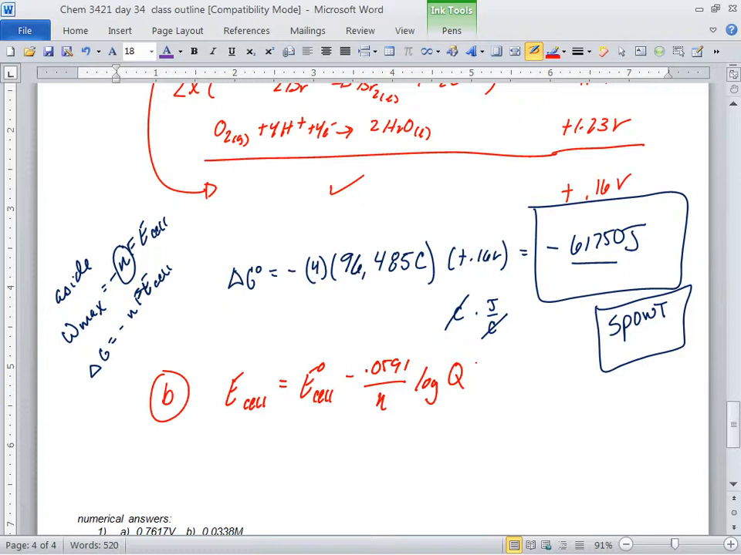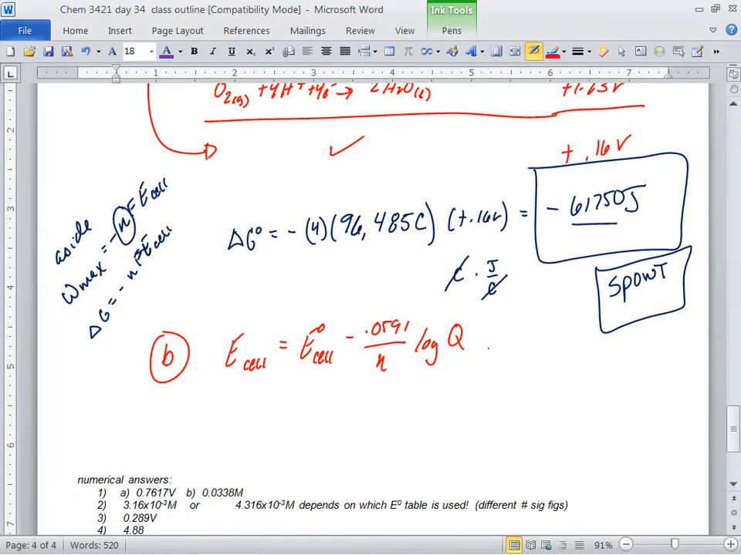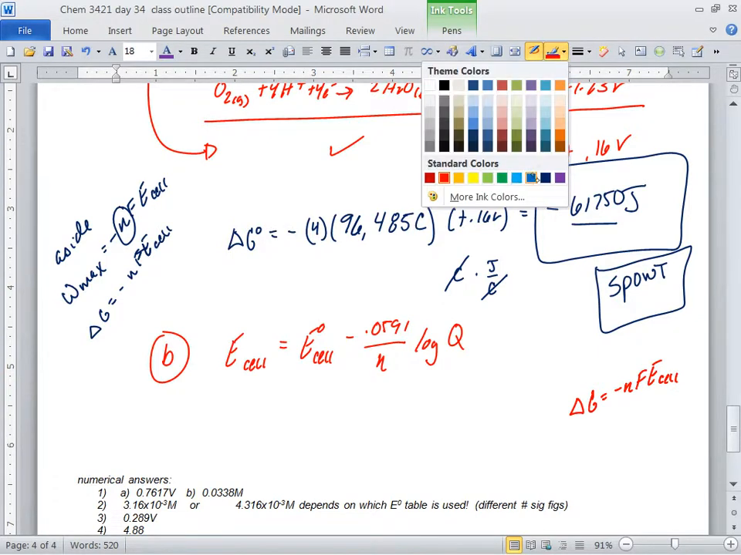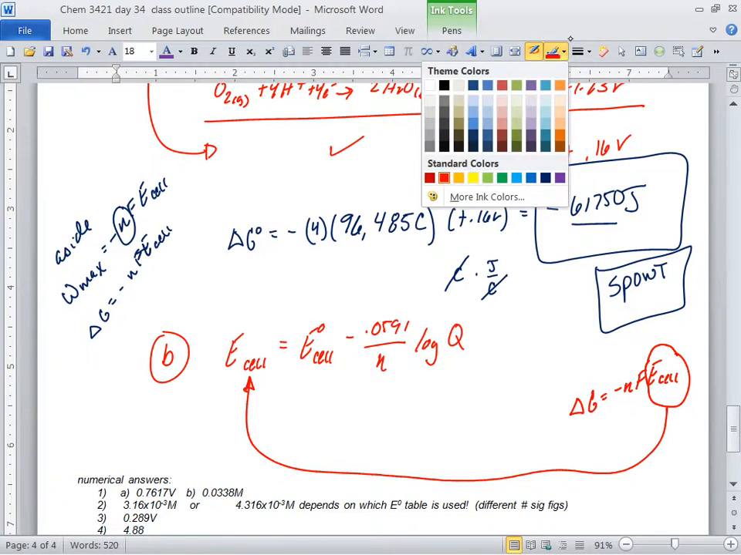Okay, but that's not what they're asking. They're asking, is it spontaneous? So we have to use delta G is minus nF E cell, but we have to calculate that E cell from the Nernst equation, because no longer are they at standard conditions. Before they were, so we could just use E0 cell. Well, we already did E0 cell, so that part is done.